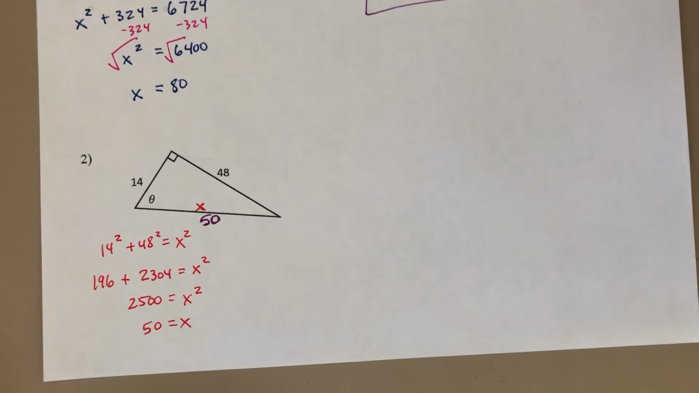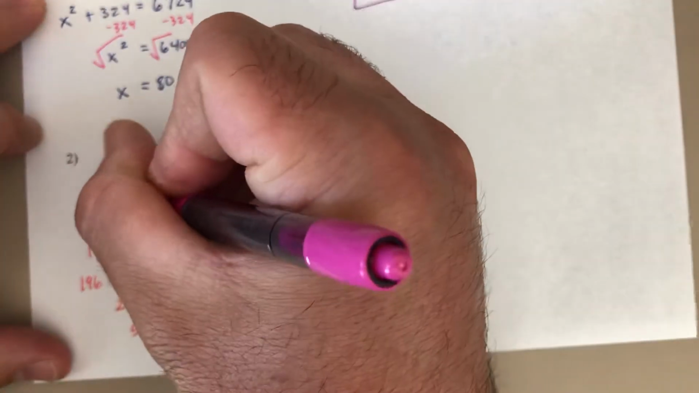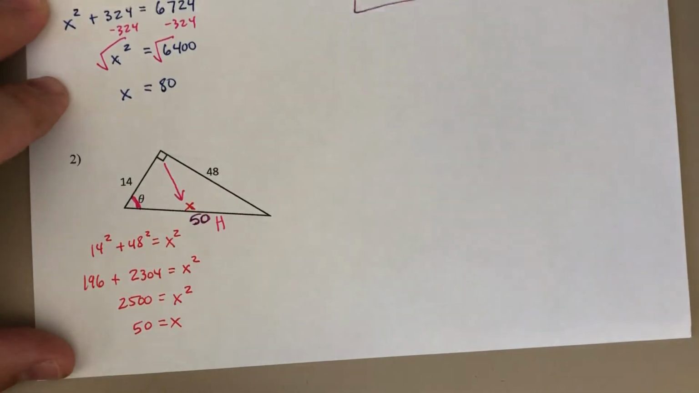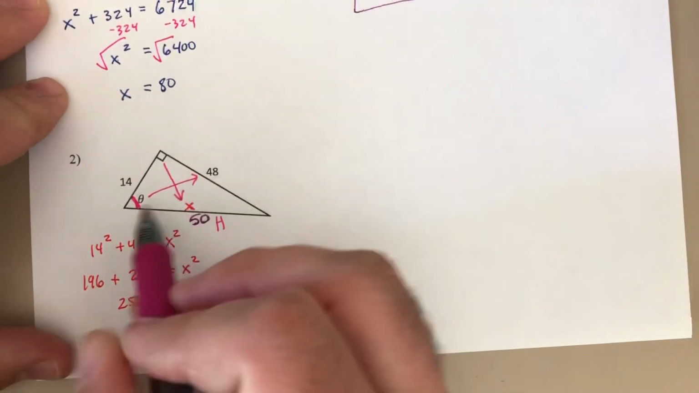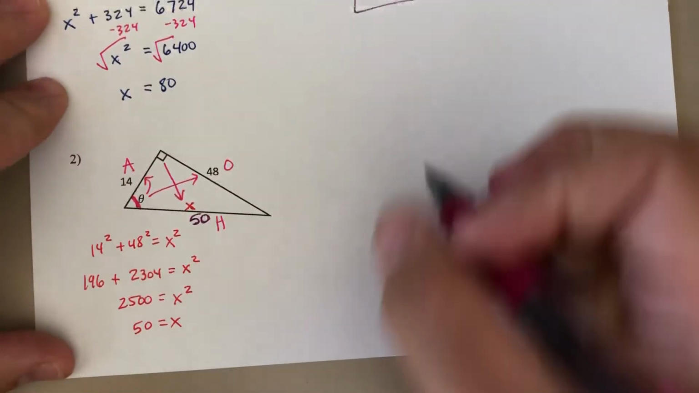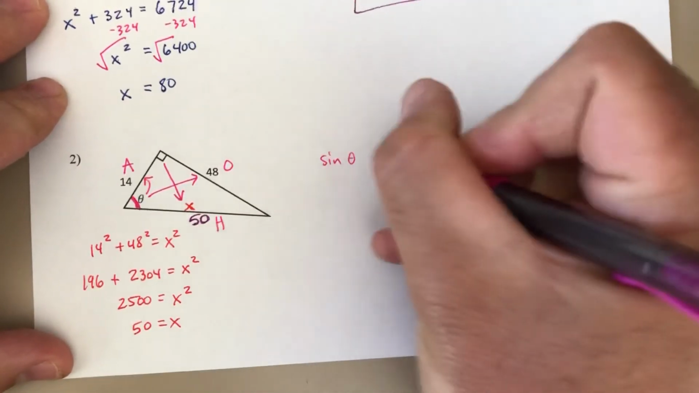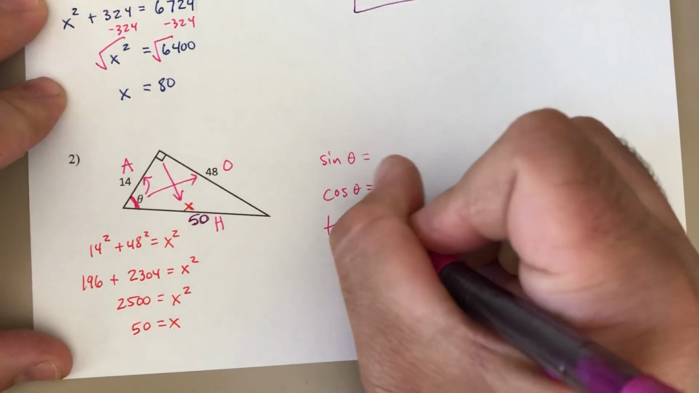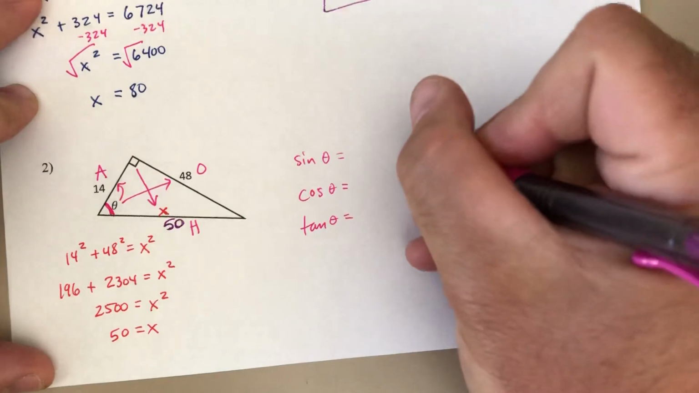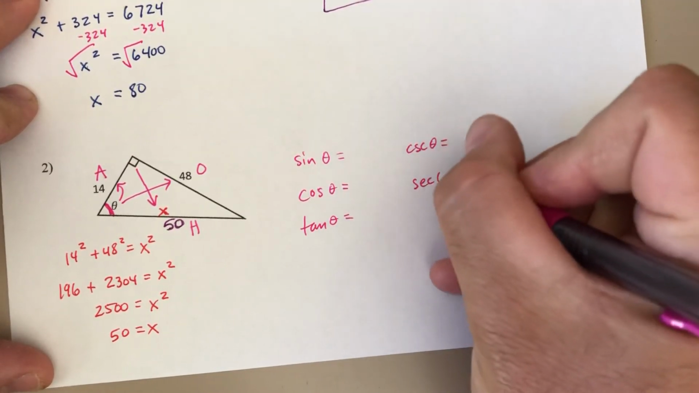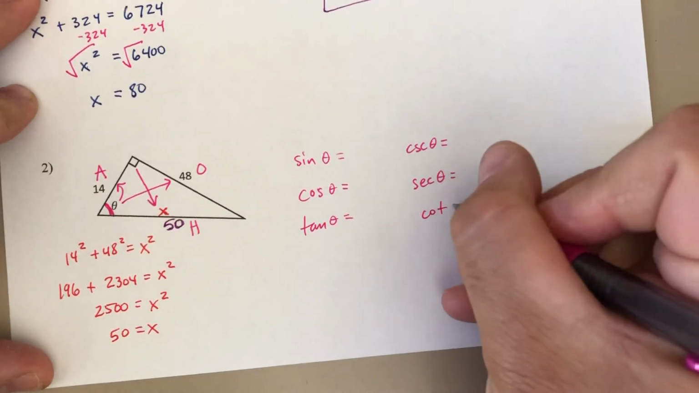And we are going to label sides, right? Here's my angle. The one across, we've already identified as the hypotenuse. We started out that way. The one furthest from the angle is your opposite. The one closest to the angle is your adjacent. And I'm going to set this up exactly how I did before. Sine, cosine, tangent, cosecant, secant, and cotangent.